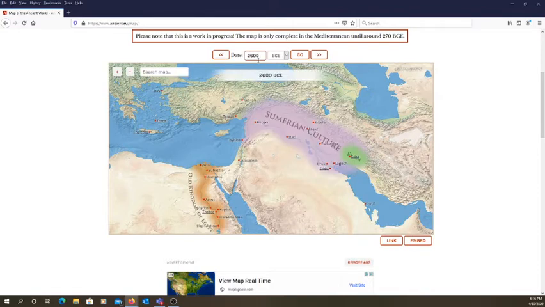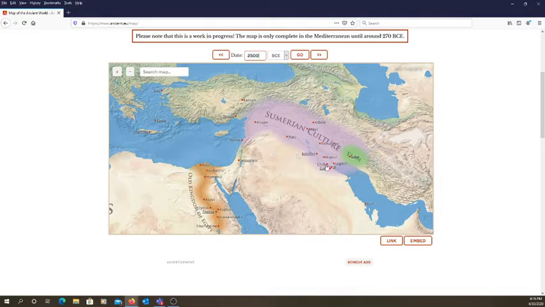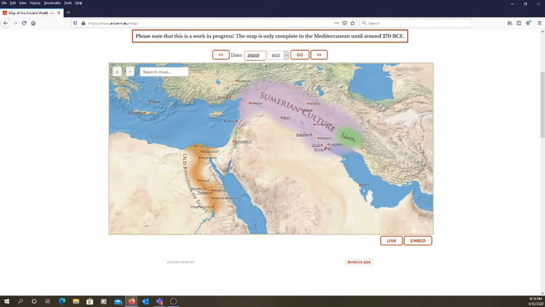For 2600, again, Sumerians are still dominating the region, but that's not for very long. They're going to start getting weeded out by other civilizations as they begin to grow. Again, now we have many city-states throughout this region. The Iron Age is coming very quickly.